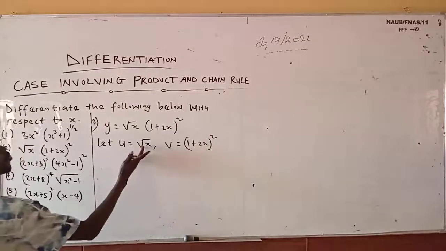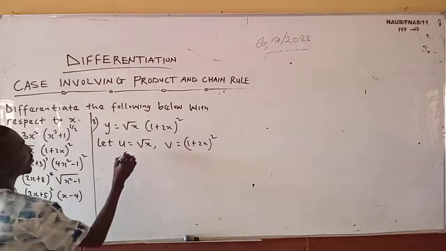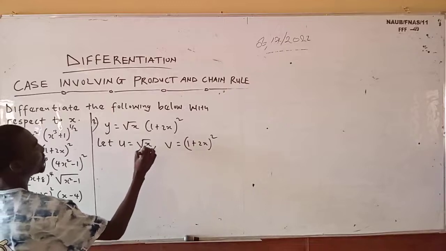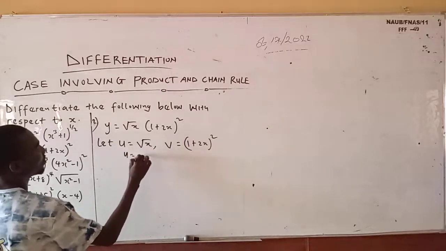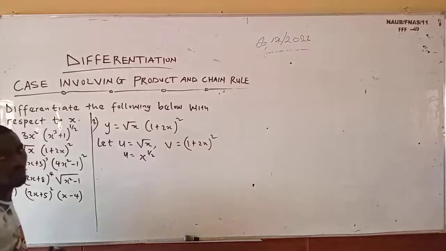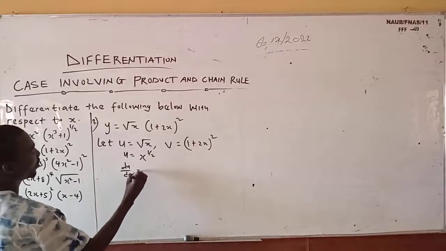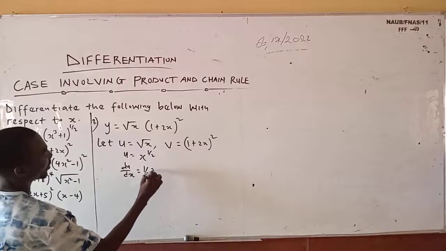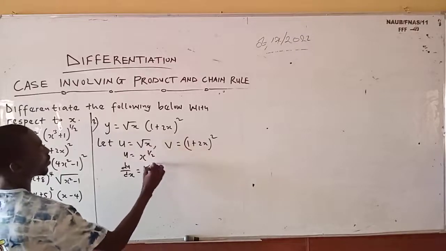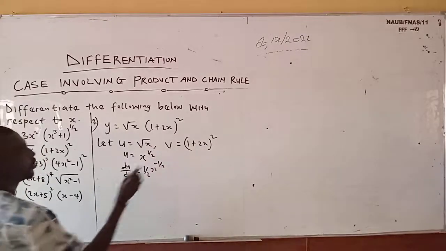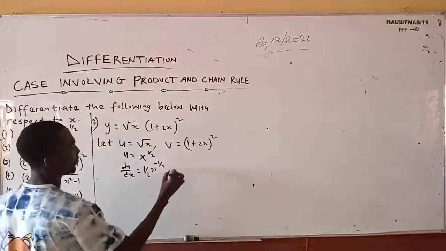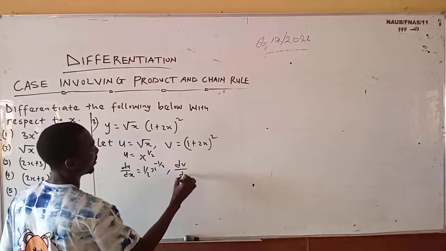You know, square root of s is also the same thing as s to the power of half, right? So if you differentiate this now, the du over ds, you are going to have half s to the power of half minus 1, which is minus 1 over 2. So now let's differentiate this now, the dv over ds.